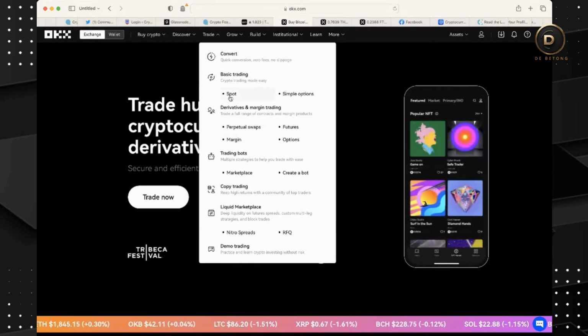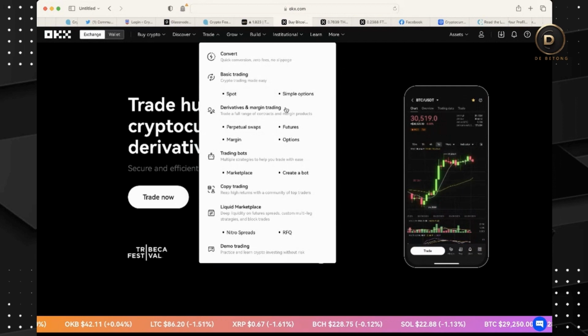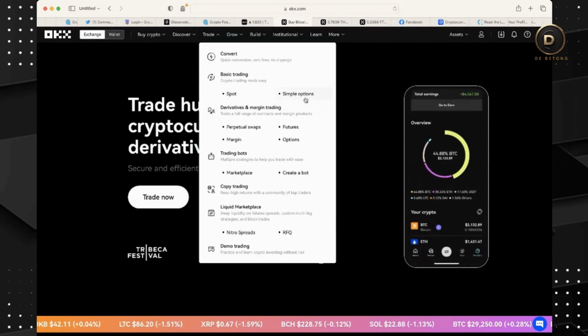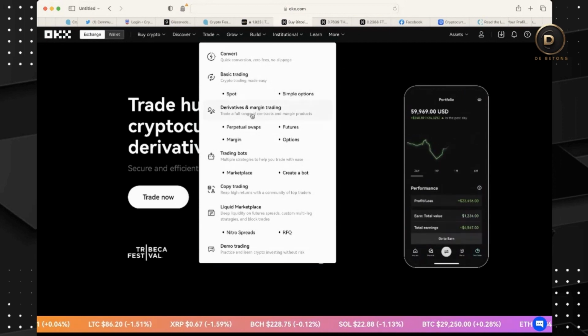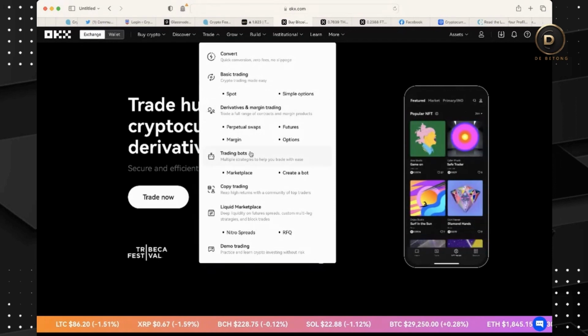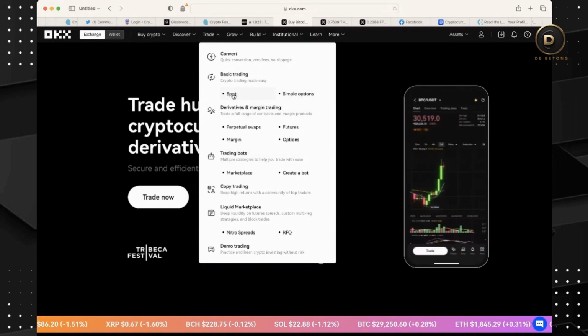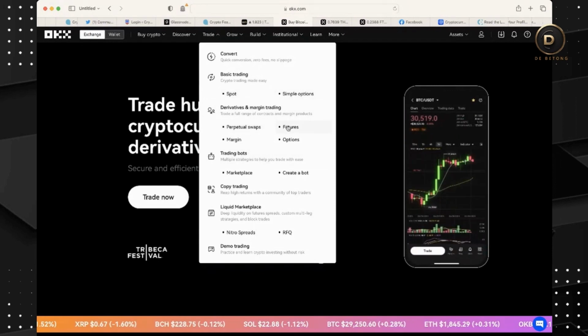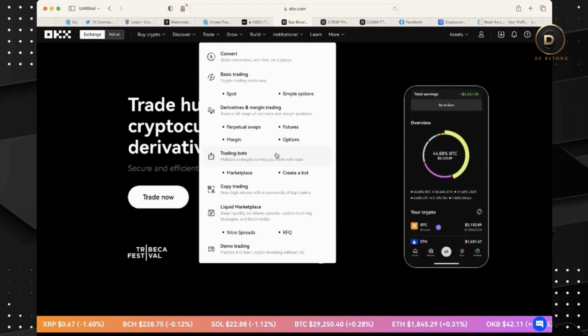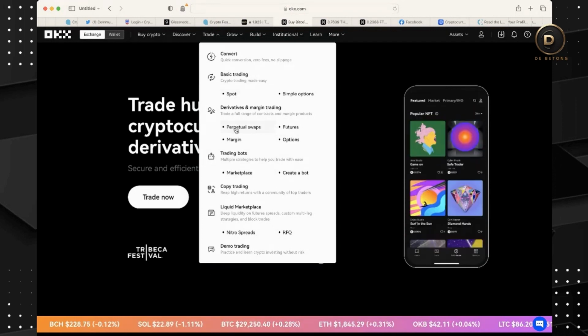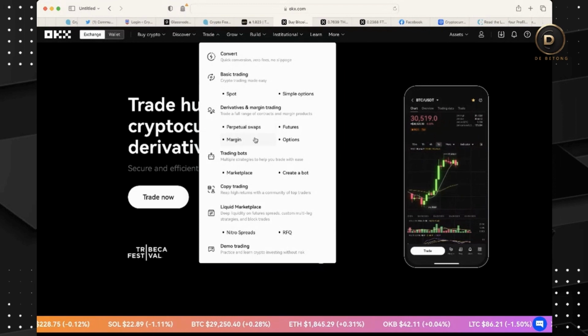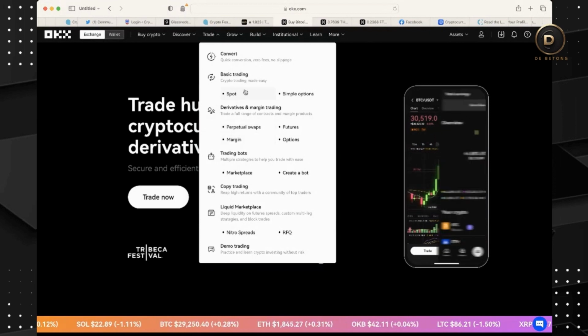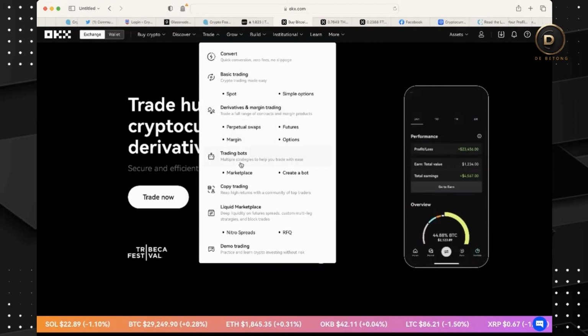If say you want to do spot trading, then you can go to spot. If say you want just simple options, you can go to simple options. If say you want derivative, you can go there. For me, I use more spot and futures. Maybe in the future you're gonna learn more about all these other aspects of OKX. But what is common is the spot trading or futures.